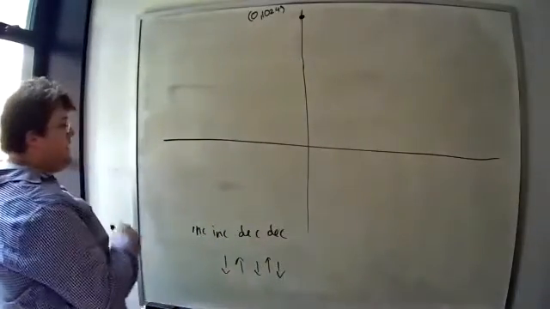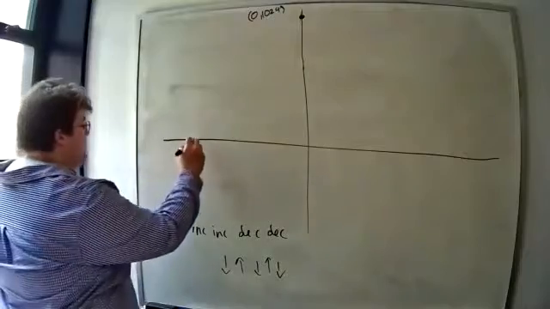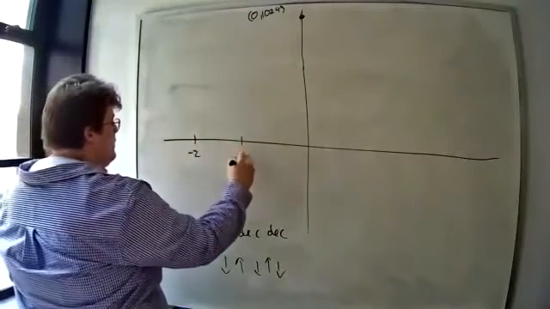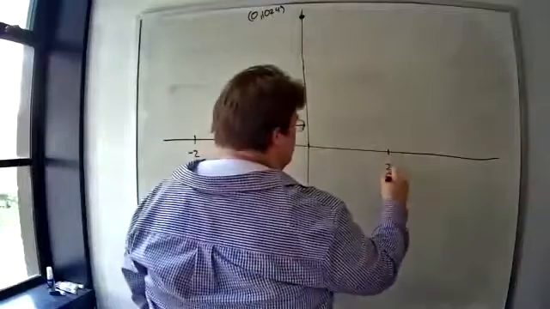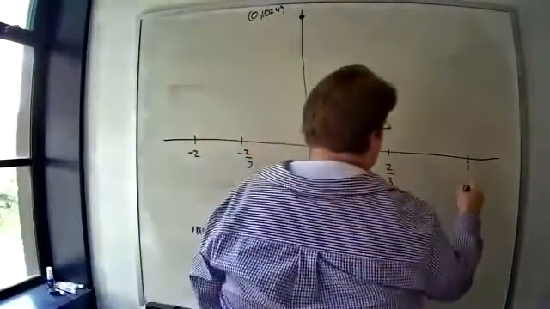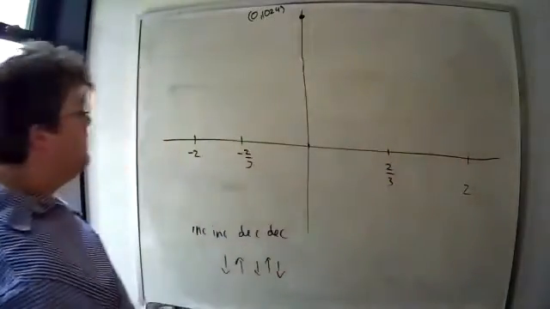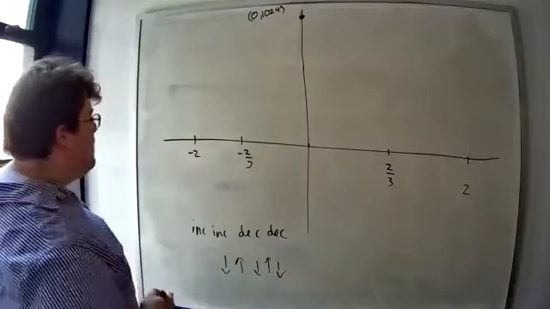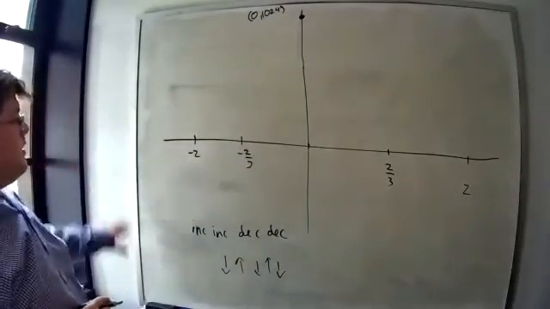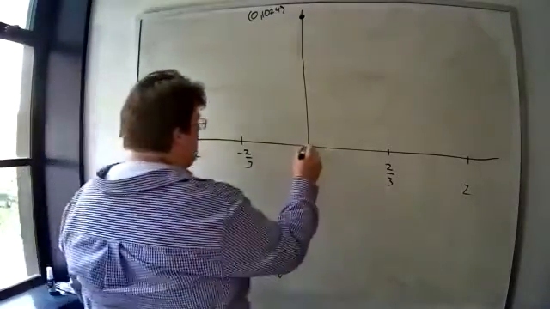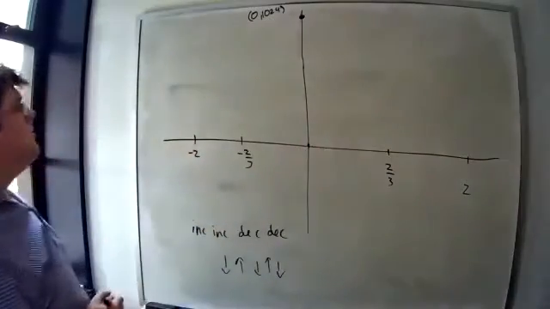But now we need to divide up our x-axis. So we have relevant values of -2, -2/3, 0, 2/3, and 2. And to do this one, instead of starting over here, I'm going to start at 0.